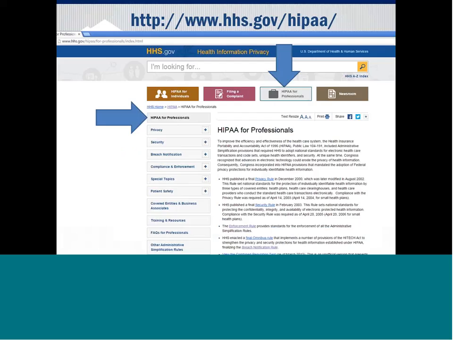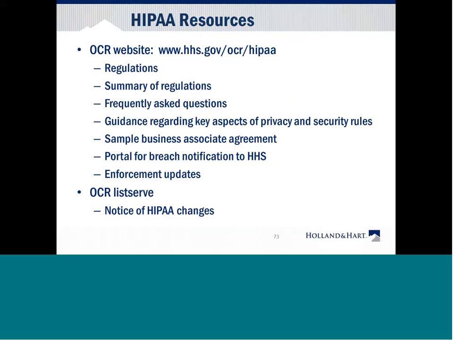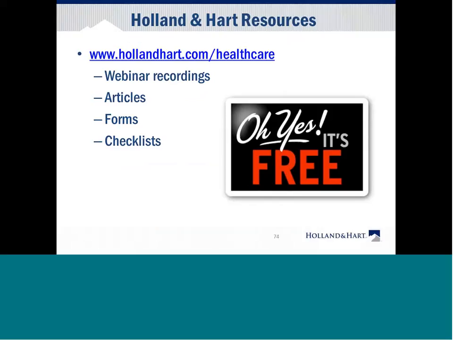For additional resources, the government has a great website dealing with HIPAA. You can just Google OCR and HIPAA. It'll take you to the government's website, including a whole bunch of information for healthcare professionals. We also have a bunch of resources on our website, and guess what? It's all free, including webinar recordings, articles, forums, checklists.